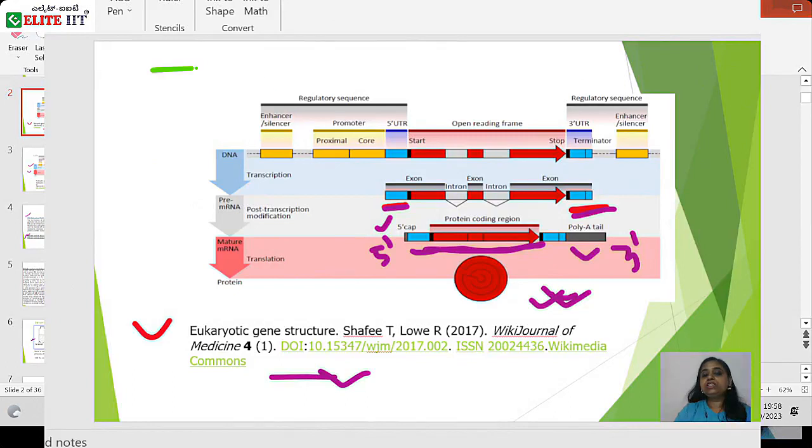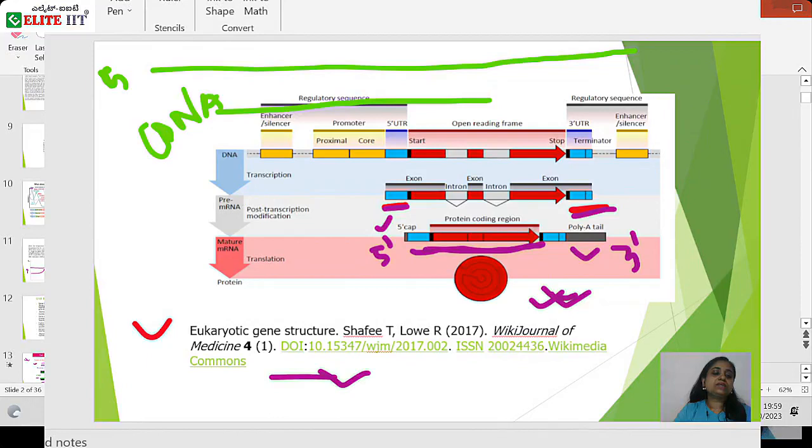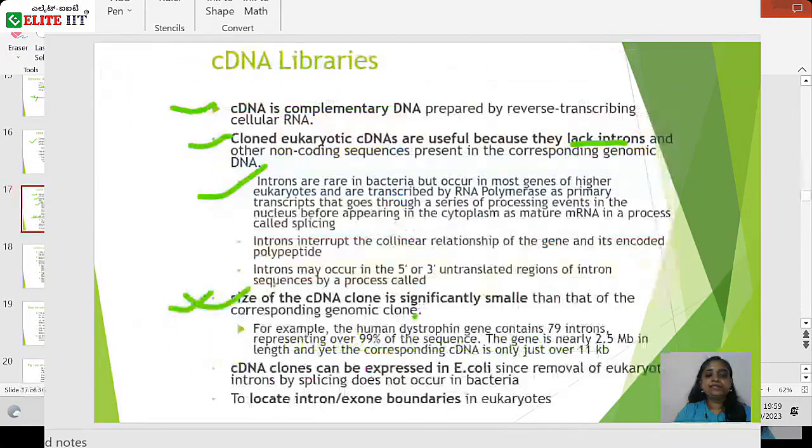So initially, if you consider this is the structure of the genome, and you measure the full-length mRNA, it will be smaller than the full genome. So whenever you are making a cDNA library, it will be smaller, right? Smaller fragments and a smaller-sized library compared to the genomic library. That is given in this slide: the size of the cDNA clone is significantly smaller than that of the corresponding genomic clone.